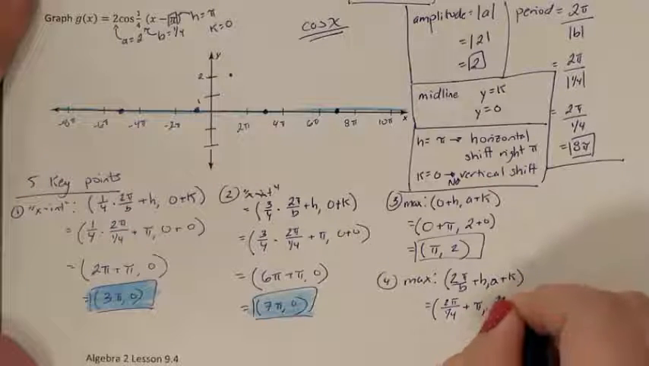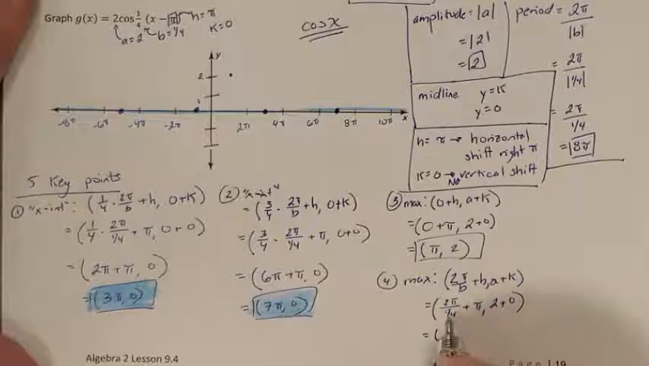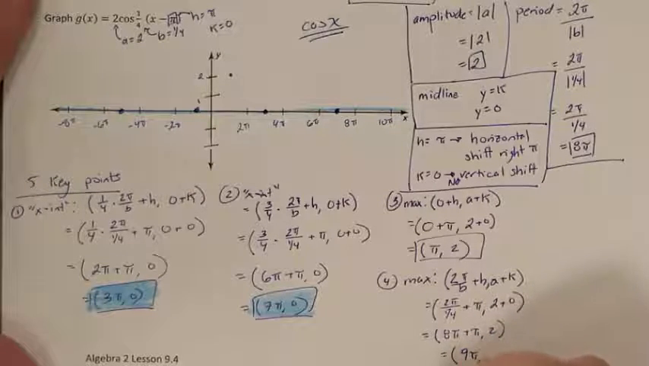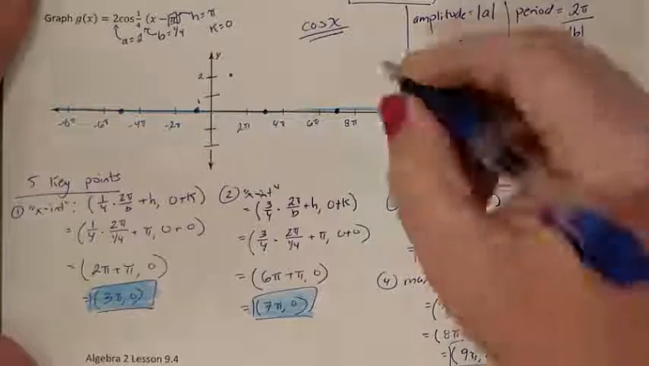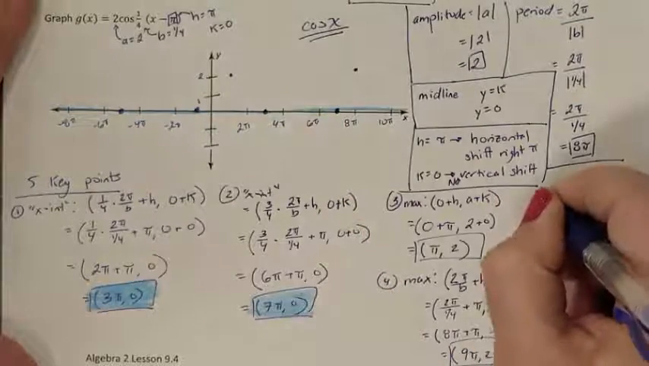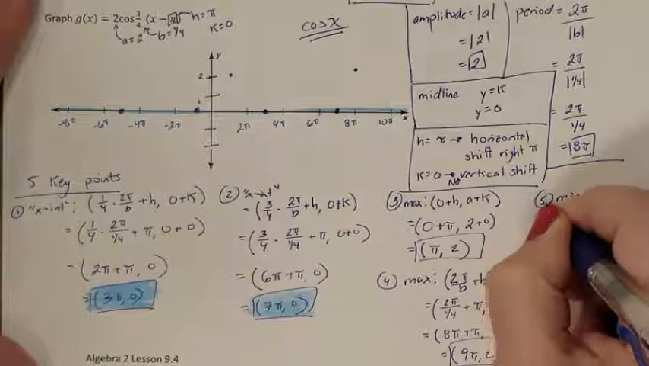A was 2, k was 0. This portion of the formula gave me 8 pi. I'm then supposed to add a pi. So my second max is at 9 pi, 2. And my last and fifth and final point is supposed to be my minimum.